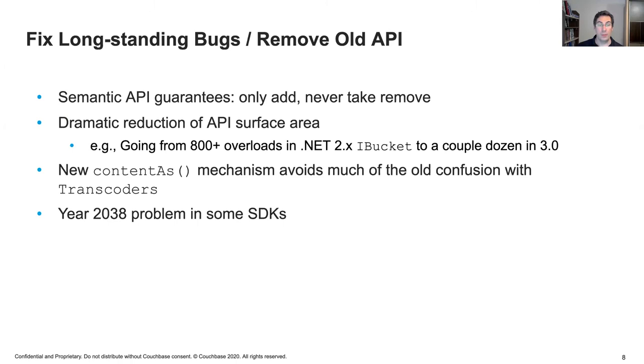We also changed how you interact with content and transcoders and serializers. So we cleaned up some of the confusions that our users had with the SDK 2 API. And then some SDKs like Java required type changes. So there is the year 2038 problem where the clock wraps over. And we used an integer type, which in Java is a signed one and not an unsigned one. So we ran into issues there and we took the opportunity to clean it up as well.